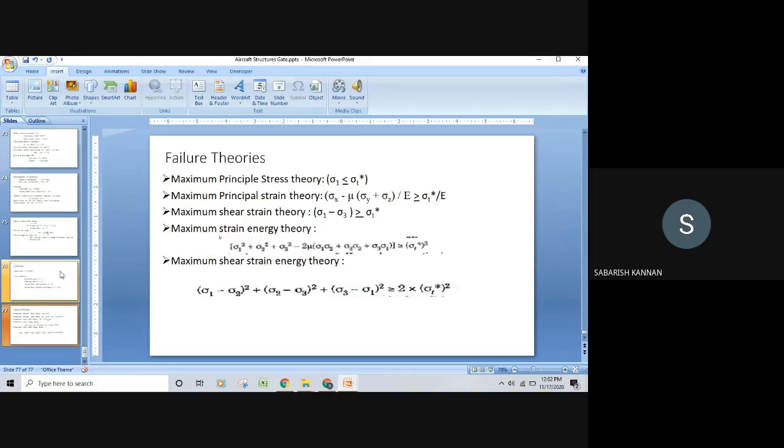In this problem, we need to find out the safe diameter and factor of safety, or else normal strain, normal stress. They will ask like that only, using these failure theories. Maximum they ask the same.